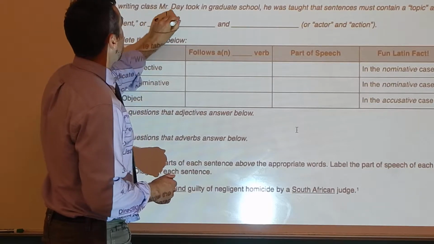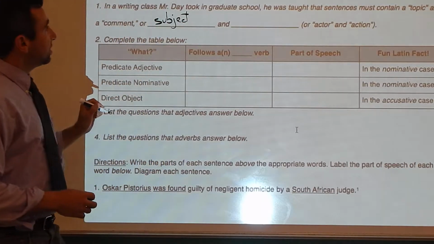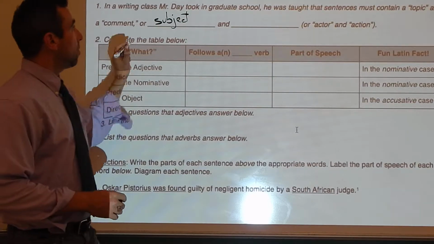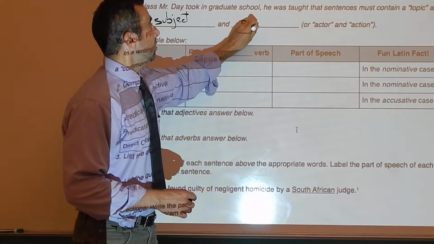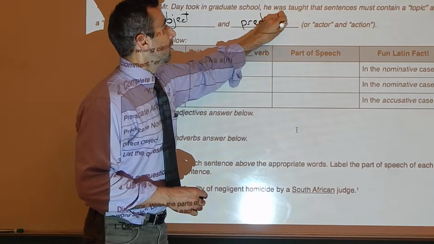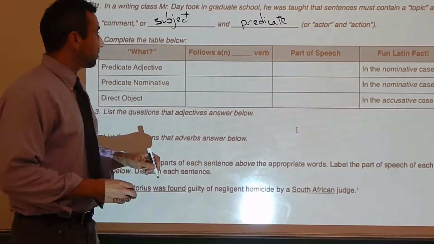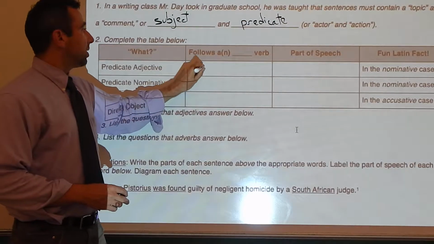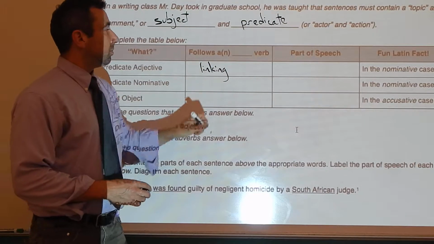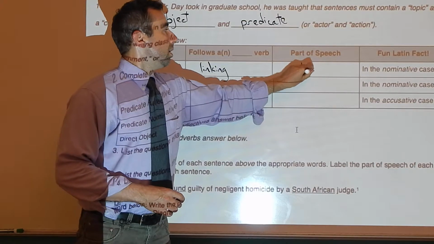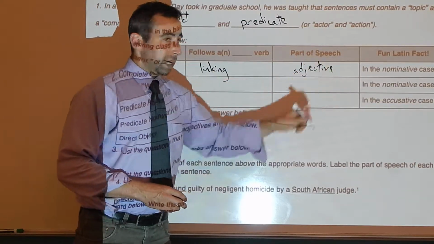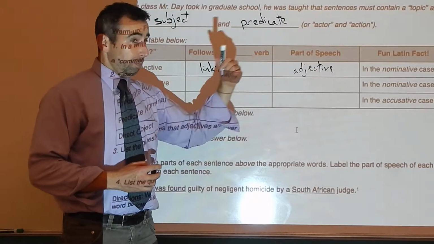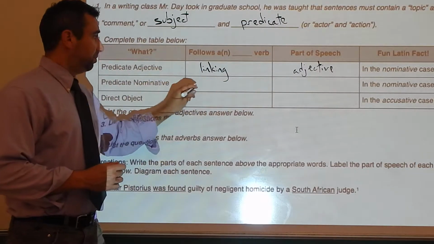All right, in a writing class Mr. Day took in graduate school, he was taught that sentences must contain a topic and a comment, or a subject and predicate, or actor and action. Complete the table below. A predicate adjective follows a linking verb. It is an adjective. Fun fact, if you translate a sentence in English with a predicate adjective into Latin, that predicate adjective will be in the nominative case.